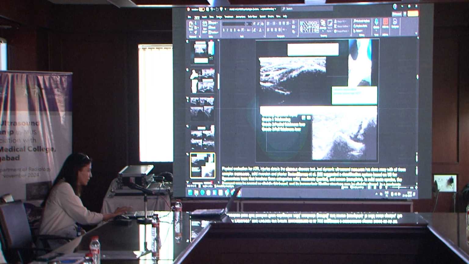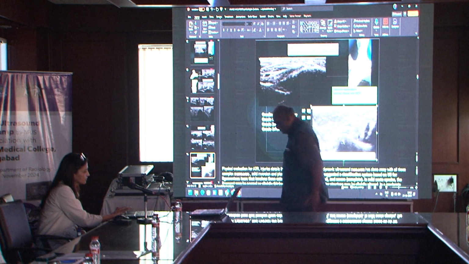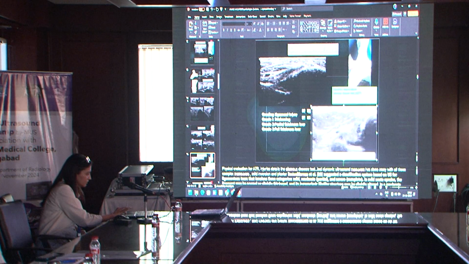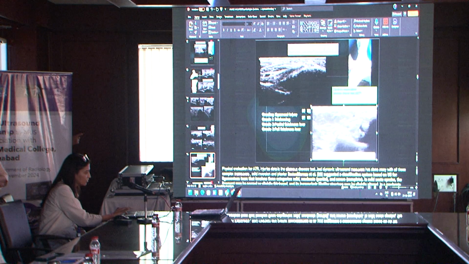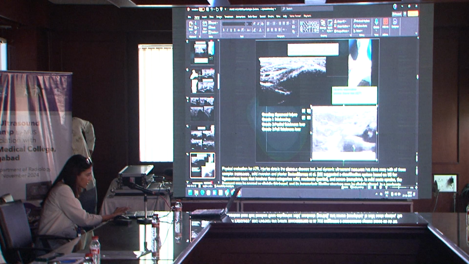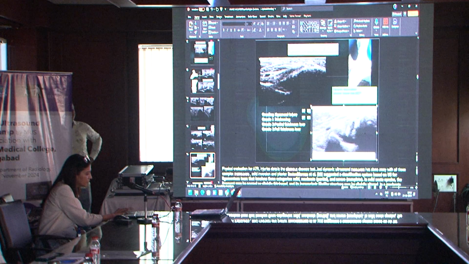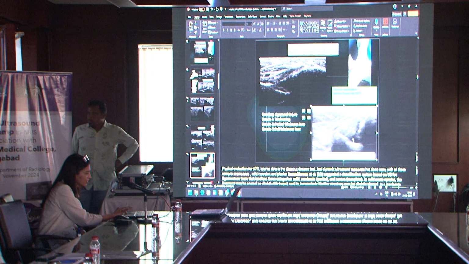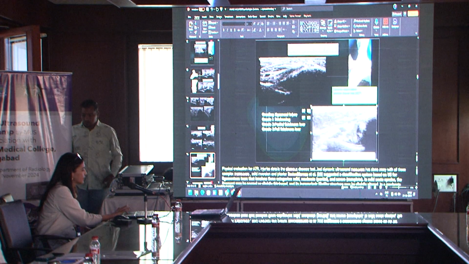So this is a normal ATFL. Here I would just show you a clip of dynamic evaluation of an ATFL tear. I hope you all can appreciate. So just give it a moment. So what we are seeing here is these are the two ends of ATFL. Can you see that the fluid, the effusion in the joint here, and fluid going in between the ligament? Can you all appreciate this fluid? So this is on the dynamic evaluation that we see that that's a complete full thickness ATFL tear.